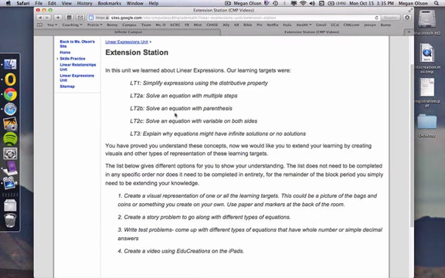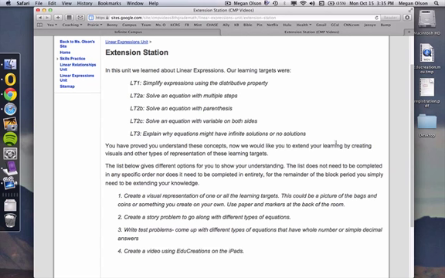We solve equations with multiple steps when we add like terms. We solve equations with parentheses. We solve equations with a variable on both sides. And we've also learned to explain why equations might have infinite or no solutions. So now, if you're at this station, you've proved that you understand these concepts. You can do all of this, okay?